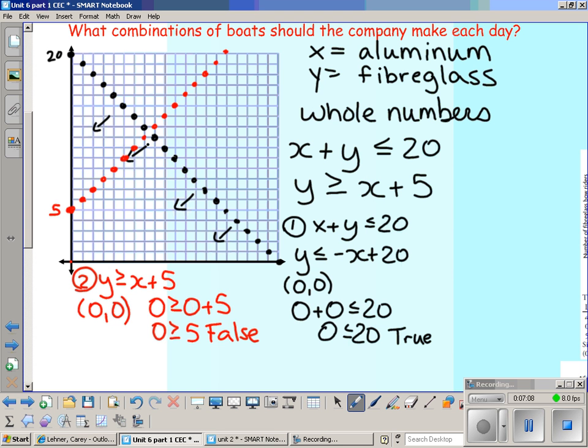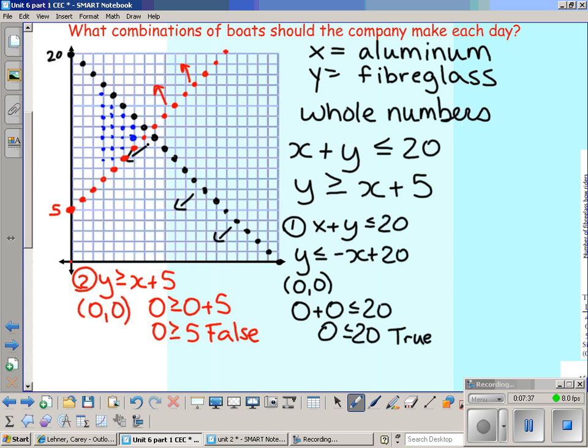0, 0 was down here. So we actually have to go in the opposite direction. And as you can see, we now have a very definite overlap. The overlap is in this region here. So we can remove our arrows, and we can stipple this region.